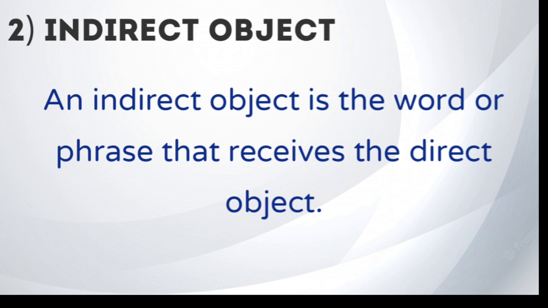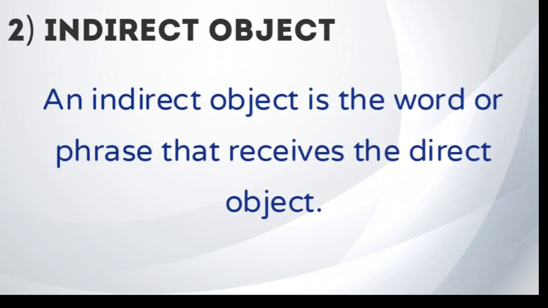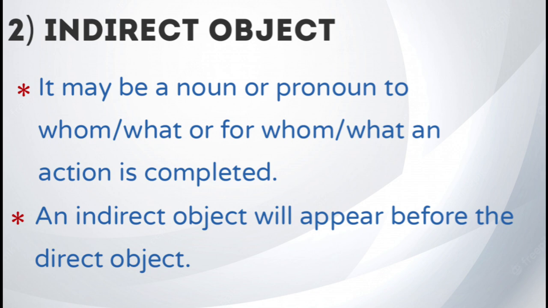Now let's see indirect object. An indirect object is the word or phrase that receives the direct object. Okay? Let's study a few more points related to this topic, indirect object. It may be a noun or pronoun to whom or what, or for whom or what, an action is completed. And an indirect object will appear before the direct object. So let's understand this concept through some interesting examples.